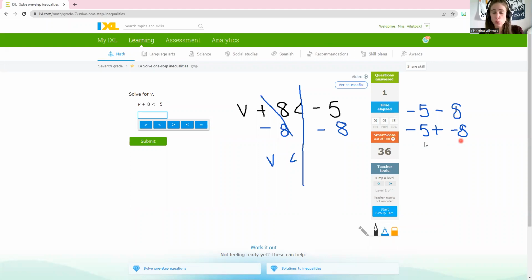So if we remember our rules for adding integers, so adding positives and negatives, when we are adding those, if they both have the same sign, -5 plus -8, you add them and keep the sign the same. So 5 and 8 is 13. And because they were both negative, your answer will be -13. And that is our final answer.